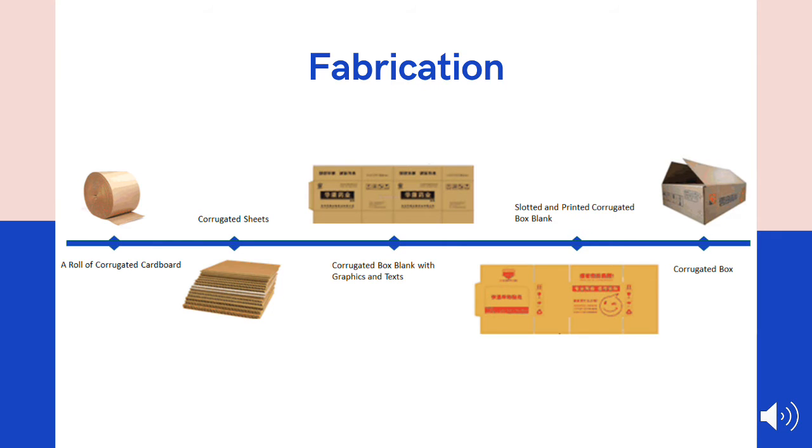I'm going to share the fabrication of secondary packaging of milk cartons. Here you can see the brief illustrations of the whole procedure, how a roll of corrugated cardboard can be manufactured into a foldable box with graphics and text printed on. Now we will talk about the fabrication details step by step.